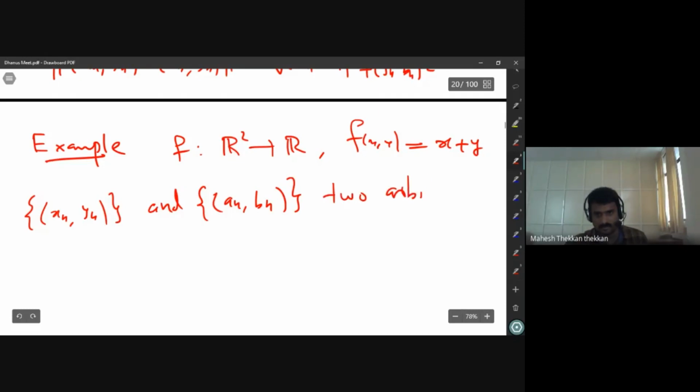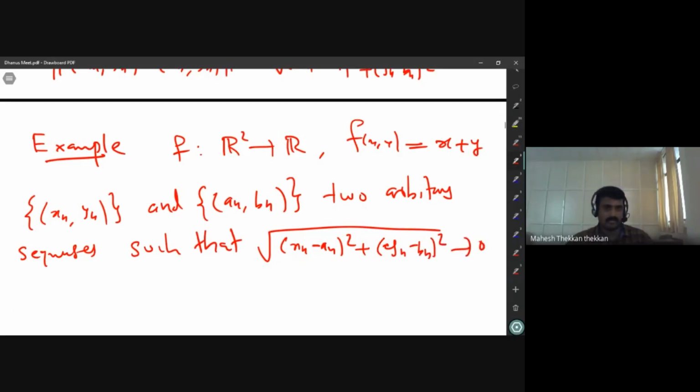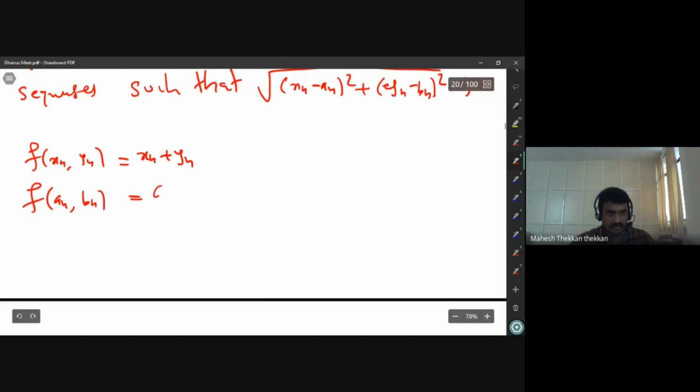Two sequences such that the square root of (xn minus an) squared plus (yn minus bn) squared converges to 0. I choose two arbitrary sequences so that this happens. Now I look at f of (xn, yn). What will you get? This is xn plus yn. What is f of (an, bn)? That is also equal to an plus bn.